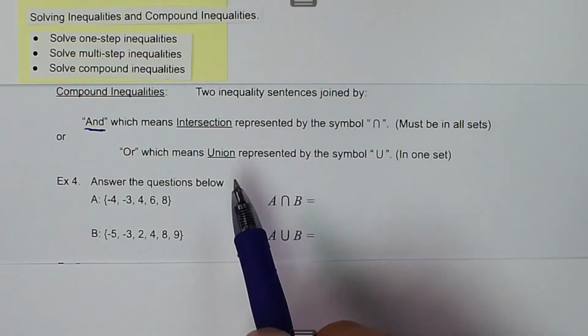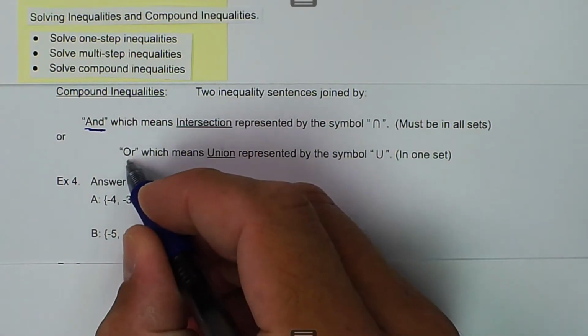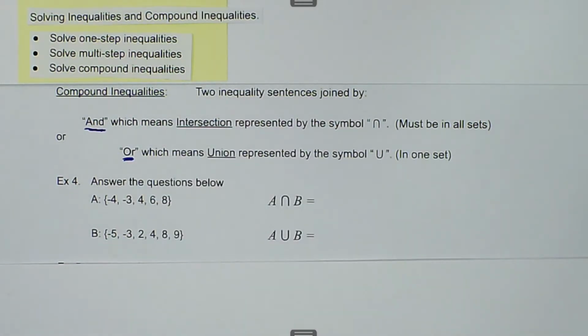The other option is it could be joined by or, so it could be this or that, which means union, represented by the symbol U. So it just has to be one of this. So an example would be like, could I have an orange or a banana? In that case, you could have either piece of fruit.